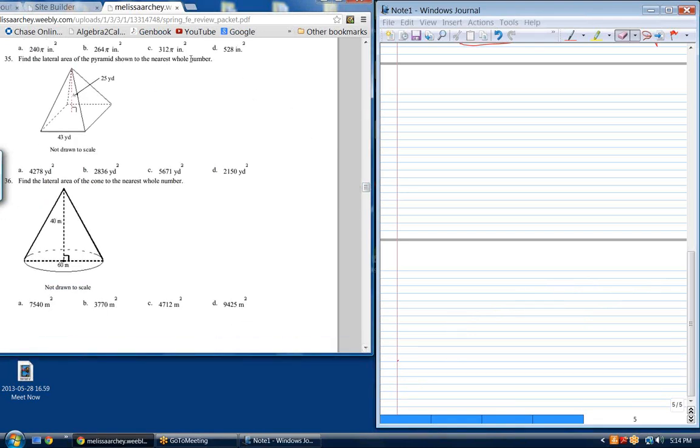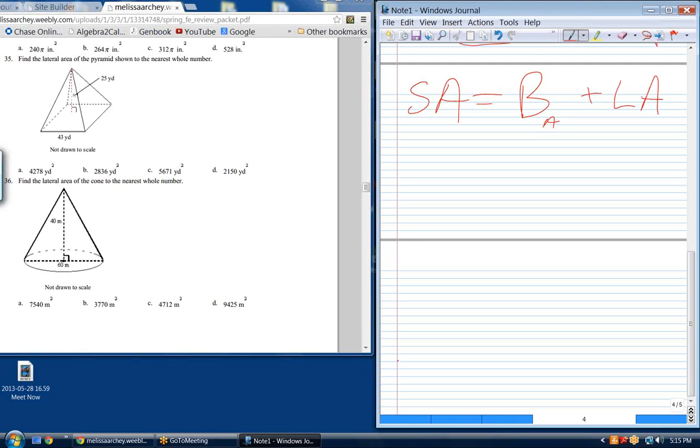Find the lateral area of the pyramid. Let's get the formula, since they want just the lateral area. First of all, let's look at surface area. Surface area is the base. I'm not quite sure why all of the books put a capital B here. I don't really like that, but as long as you know that B sub A means the area of the base plus the lateral area, right? They want just the lateral area, so we need the formula for the lateral area.